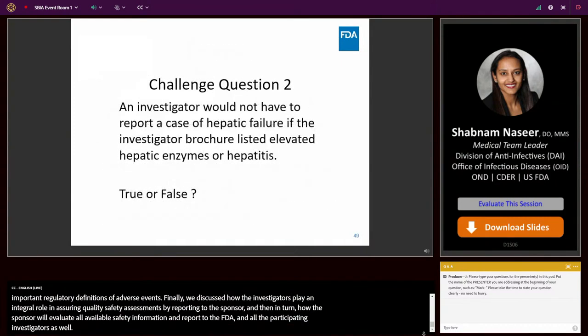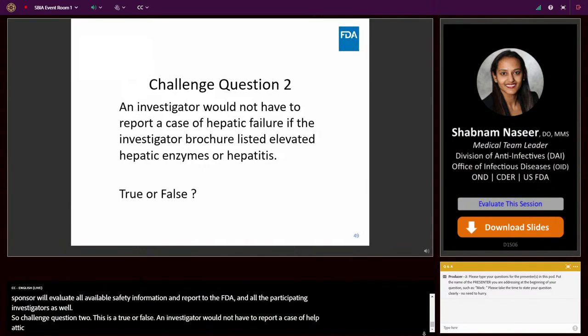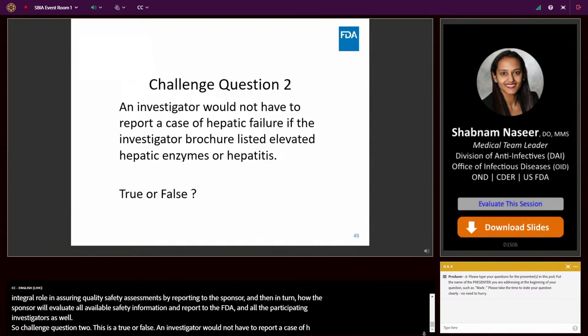So challenge question 2. This is a true or false. An investigator would not have to report a case of hepatic failure if the investigator brochure listed elevated hepatic enzymes or hepatitis.